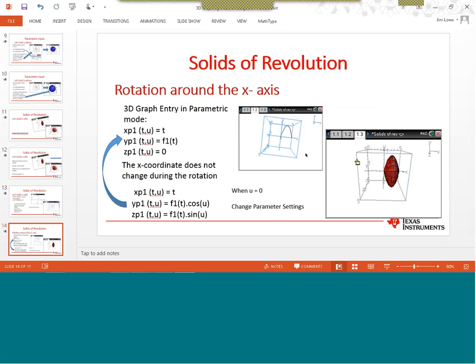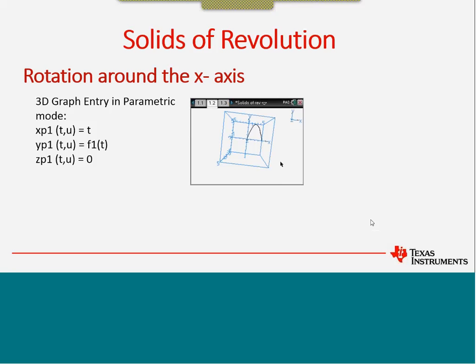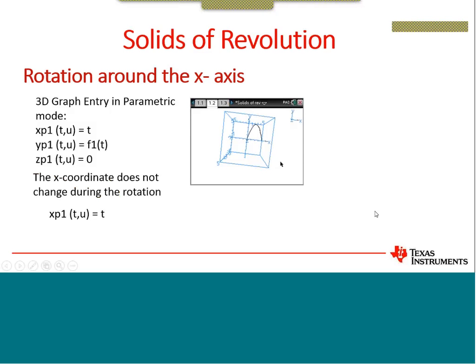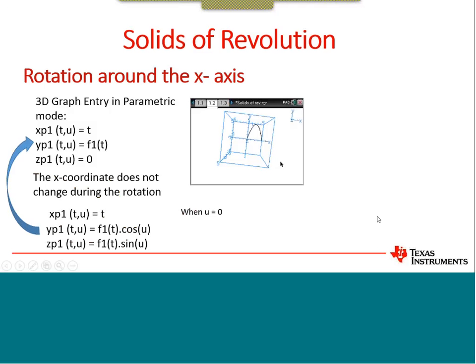It's actually a very elaborate PowerPoint that, if I made it live, would define the stages. So enter the thing in parametric mode as if it was a 2-dimensional function with z equal to 0, where f1 is in terms of t, not x. The x-coordinate doesn't change during the rotation, so x1 of t is just t. The y-coordinate becomes the cosine of u, and the z parametric function becomes f1 times the sine of u, and we do that so that when u equals 0, it maps back into that original 2D function. And that's essentially the procedure.